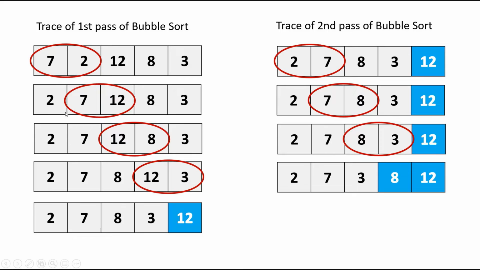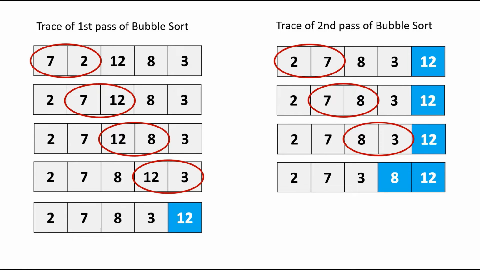Okay, the next step is comparing the other two elements. That means index number 1 with index number 2. In here, it is in order, like it is in ascending order. So there's no need to change. So it comes as it is to the next step. In this part, we compare index number 2 and index number 3. In here, it is not in ascending order. So we have to swap these two. That means 8 comes here and 12 comes here.